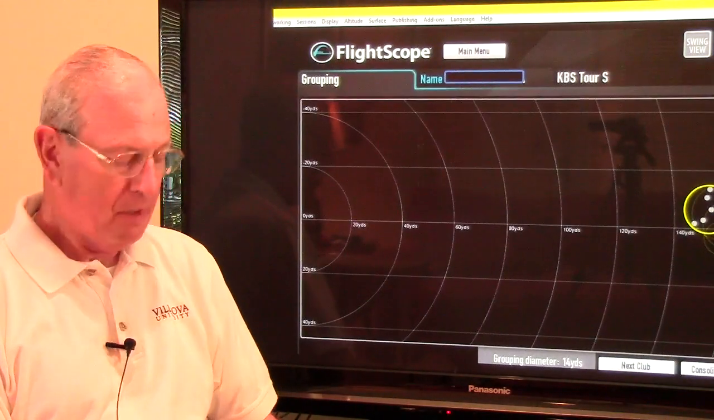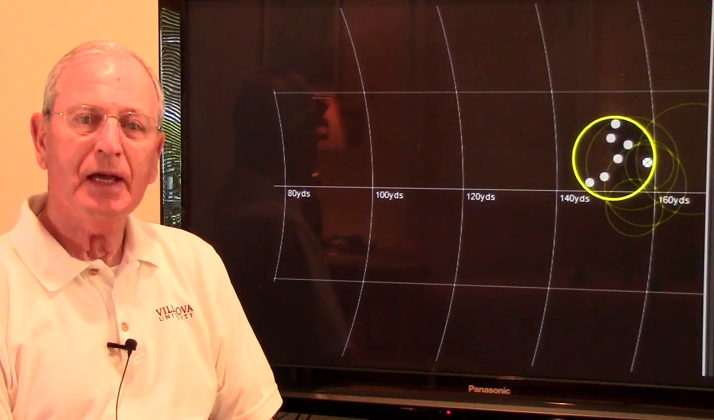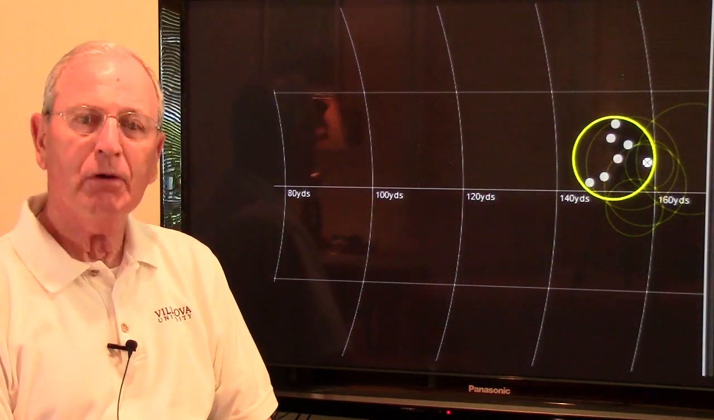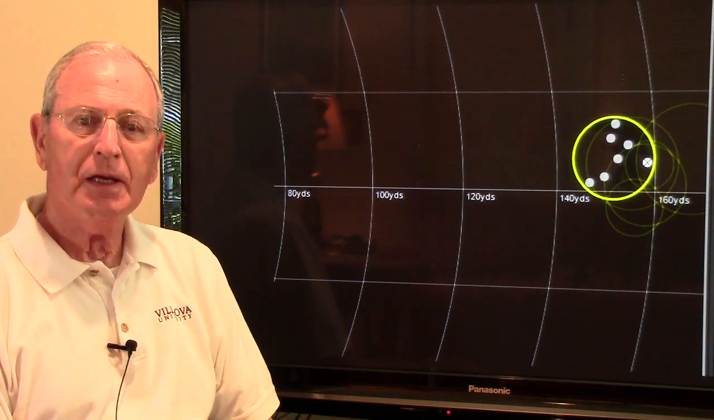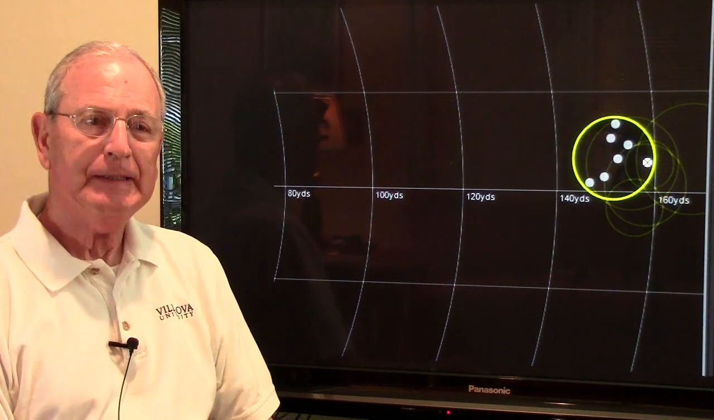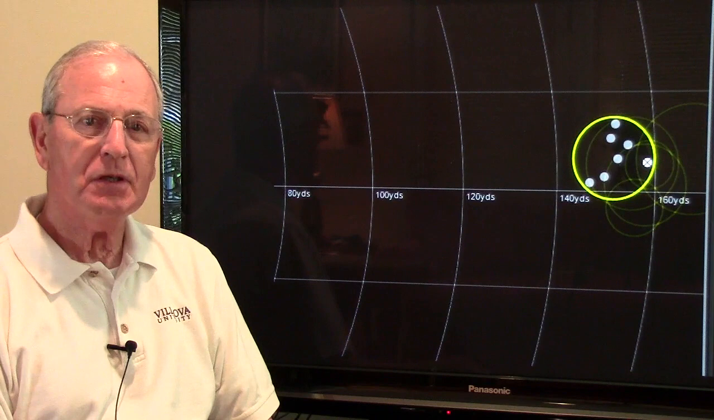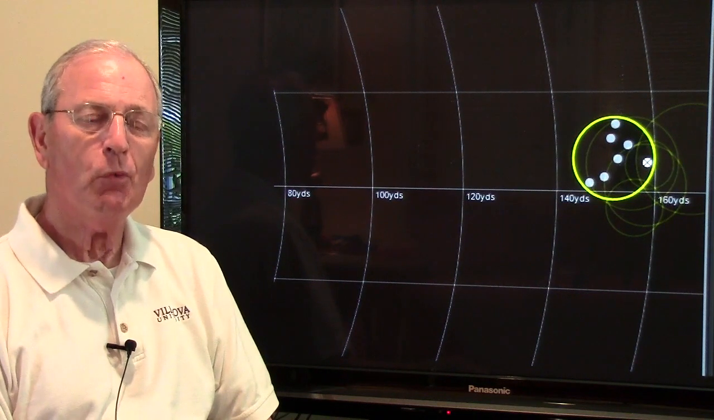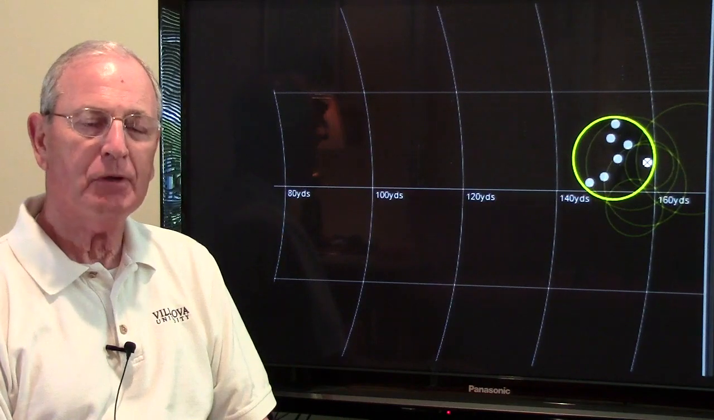Now let's look at the shot plot, where the balls actually landed. This is a diameter of the landing area, and in this particular case, the diameter of the landing area for the KBS Tour was 14 yards. 14 yards going into a green will not always give you the opportunity for the one putt that you would like, or the one putt closure on that green.